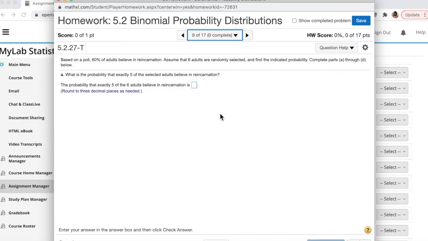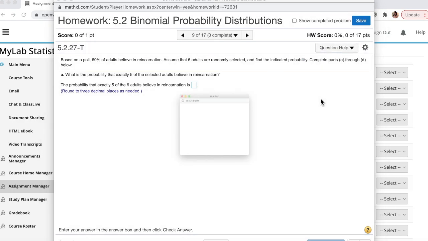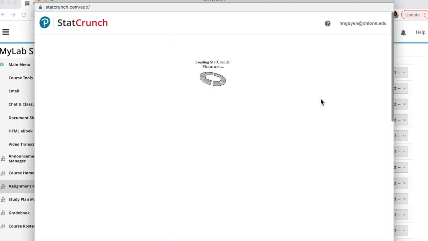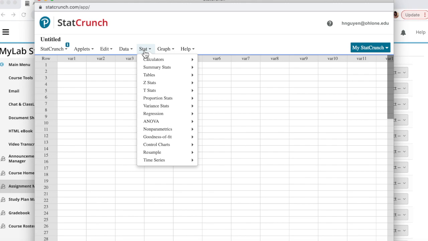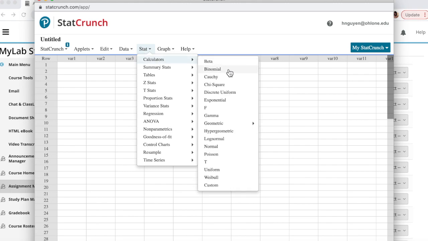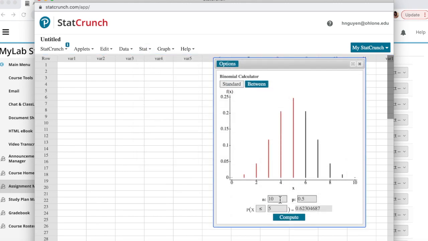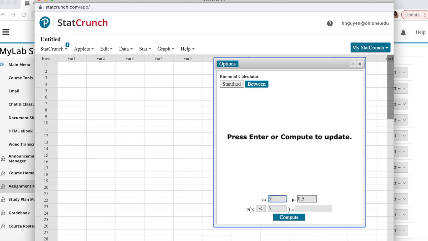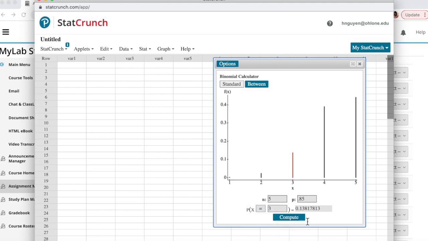If you are working on a homework problem and you want to open up StatCrunch, you can click on Question Help and choose StatCrunch. From here, click on Stat, Calculators, and Binomial. N is 5. P is 0.85. And I want x equals 3. Compute. This is my probability.